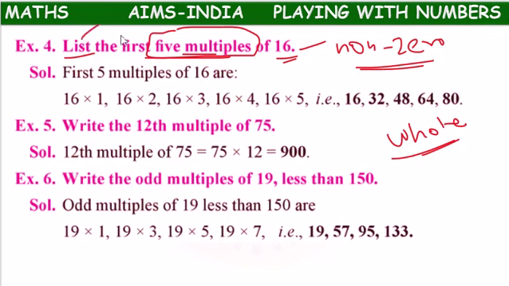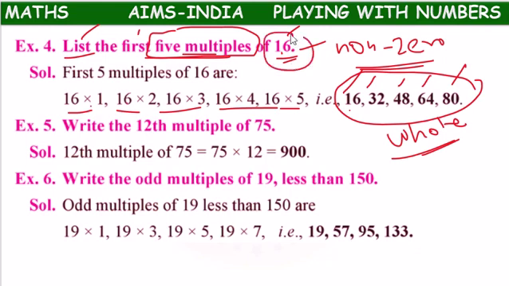Now list the first 5 multiples of 16. Means starting from 16 one time, 16 two times, 16 three times, 4 times, 5 times. These products will be the multiples of 16. 16 one is 16, 16 two times 32, 48, 64, 80. These 5 are the first 5 multiples of 16.